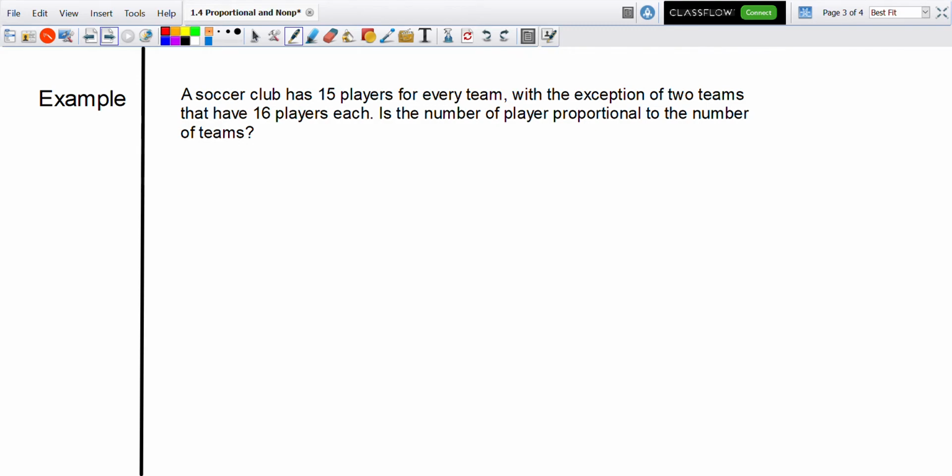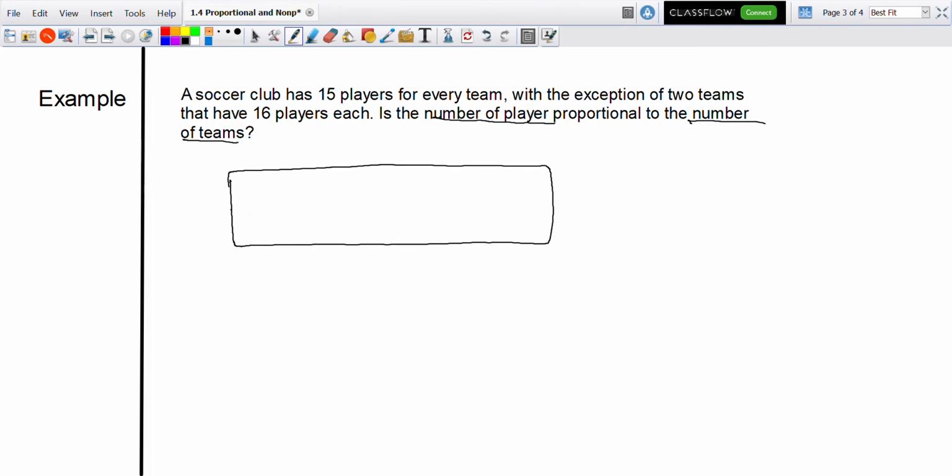So this last one here. A soccer club has 15 players for every team, with the exception of 2 teams that have 16 players each. So every team in the league has 15 players, except 2 of the teams have 16 in them. Is the number of players going to be proportional to the number of teams? Let's create a table. We're looking at the number of teams compared to the number of players.